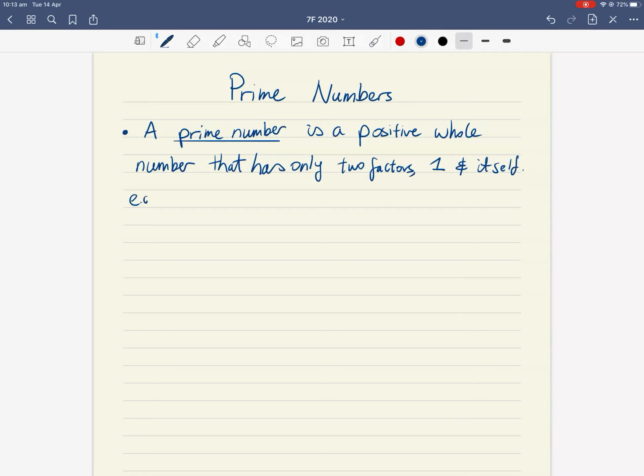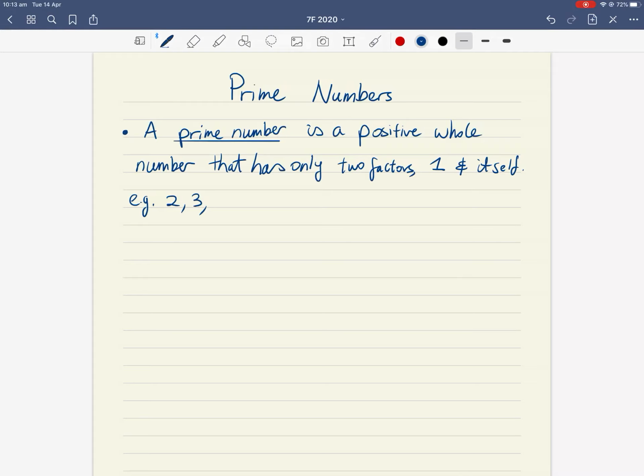So here are some examples of prime numbers. The smallest prime number is 2. 1 is not prime. 0 is not prime. The next prime number is 3 because the only factors of 3 is 1 and 3. Nothing else divides into 3. That's a whole number. The next prime number is 5.